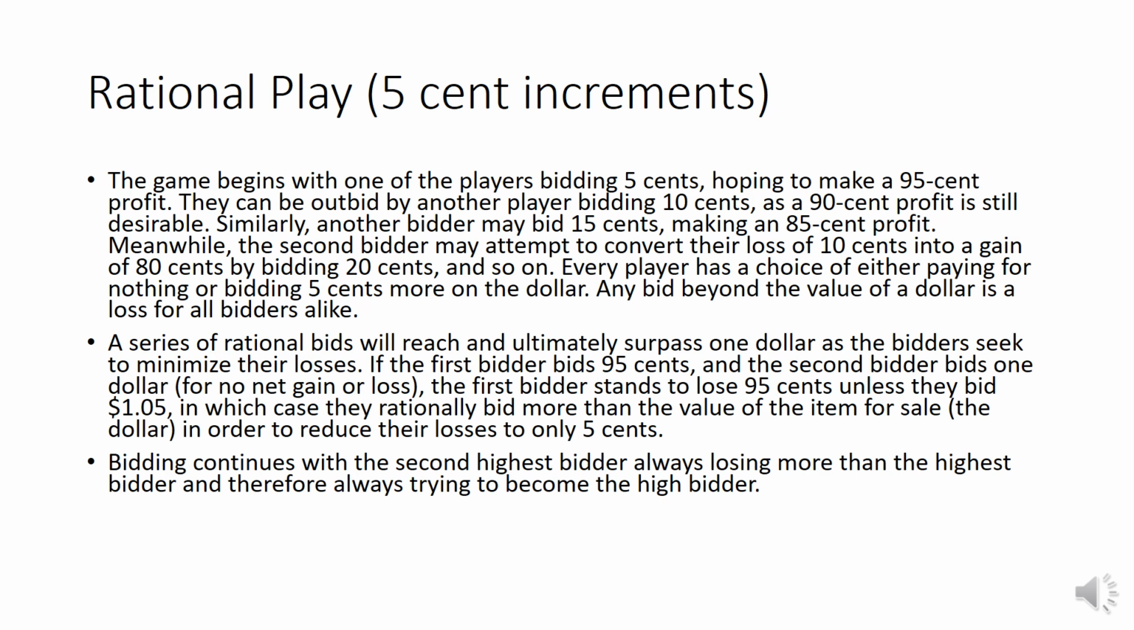Once we get to $1, 100 cents, we're at this interesting point where you stand to lose money if you're not the highest bidder. But the way you lose less money is by bidding more and more than $1. Further, if you are the second place bidder and the bid is more than $1, you're always going to lose more money by not outbidding.